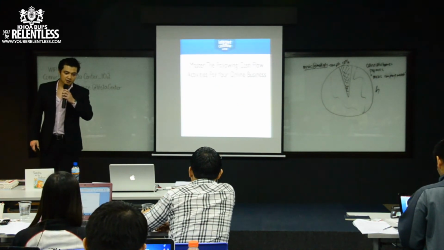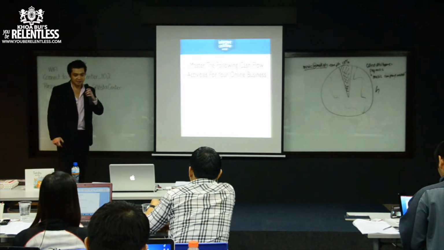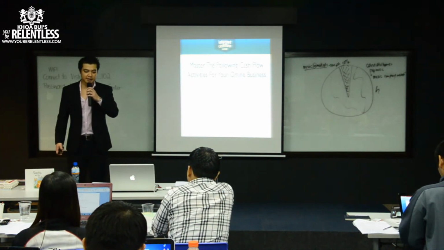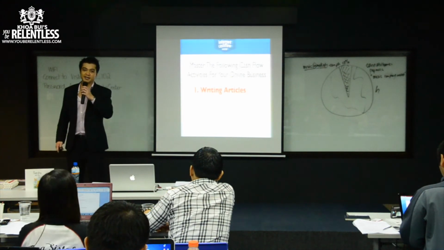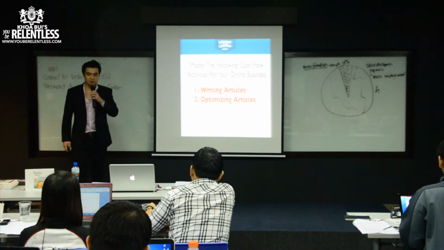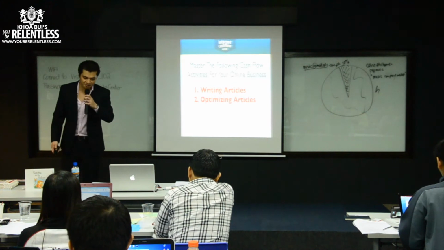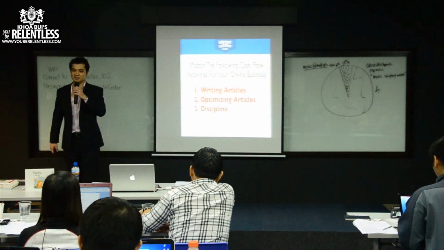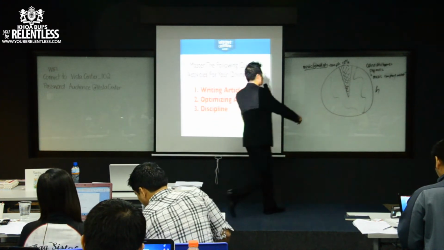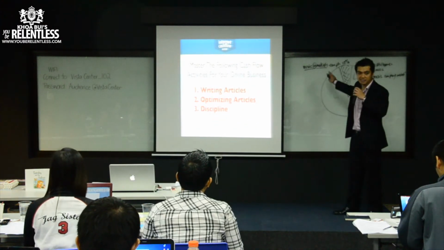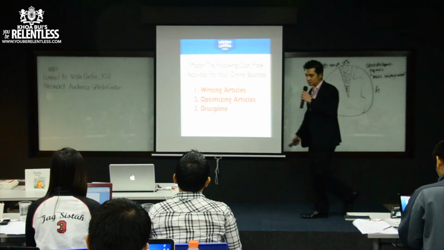All right, so to summarize, you master the three following cash flow activities for your online business. What is it? One, writing articles. Two, optimizing articles. And three is discipline. Those are the three cash flow activities that you guys need to master, just the 10%, and that's it. This will make the biggest difference.